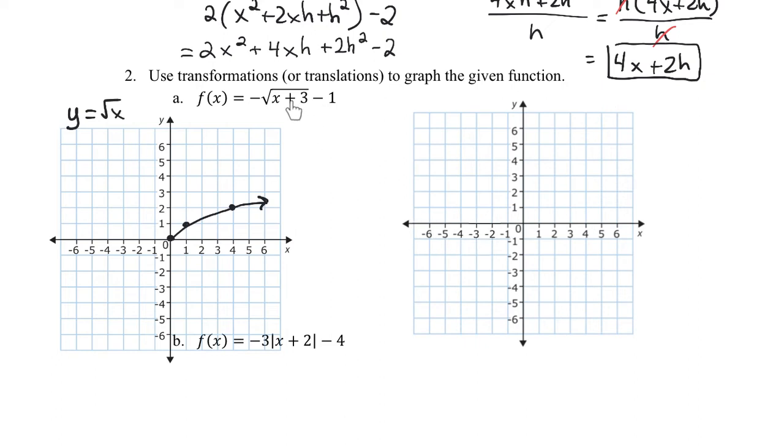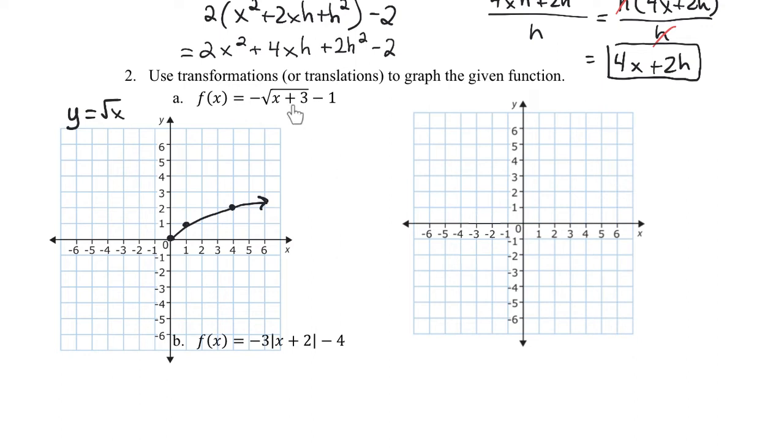Well, plus 3, what do you remember? Well, it will go down. The minus 1 is going to move it down, yep. The plus 3 moves it to the left 3. So let's talk about this. How do we know which one does what? Inside and outside. There you go.